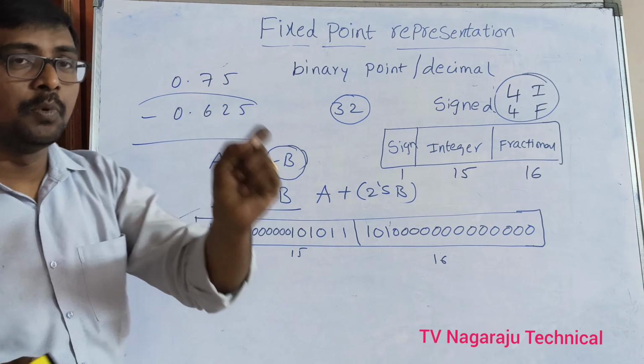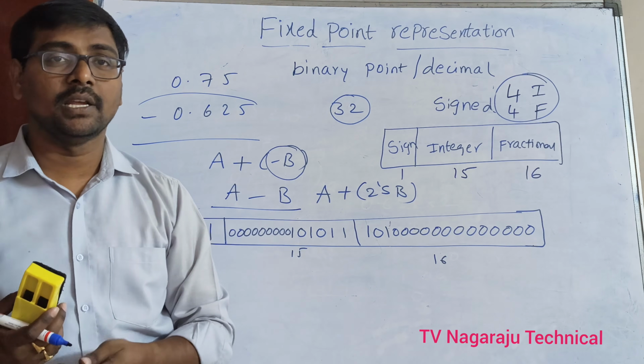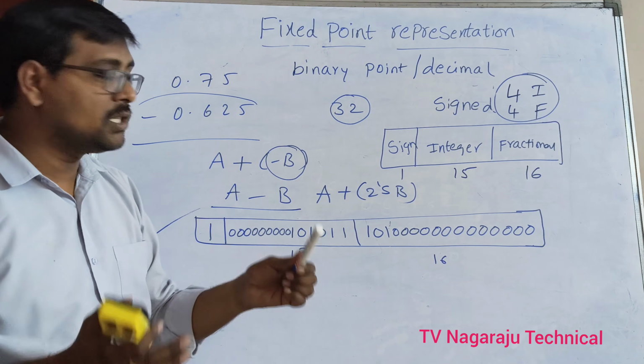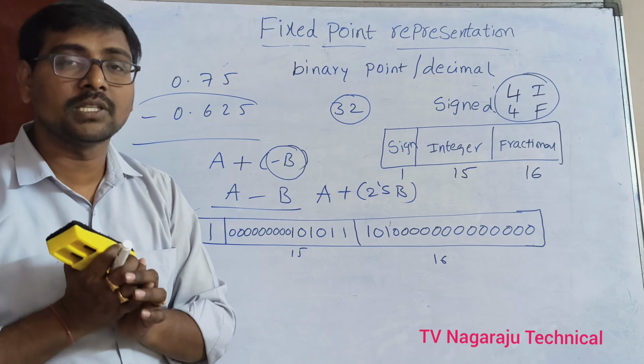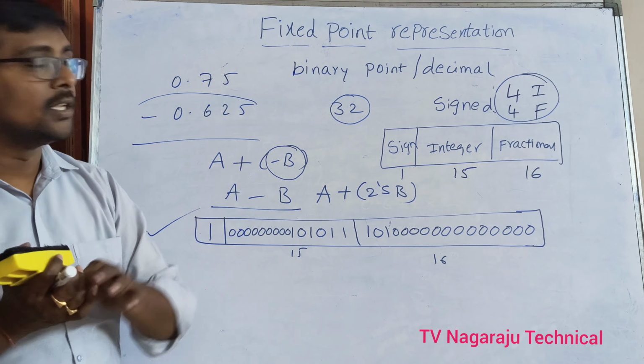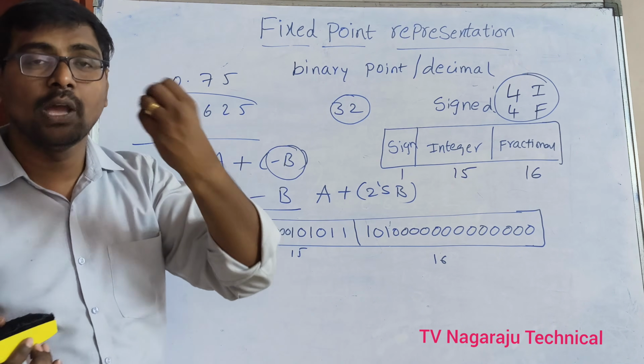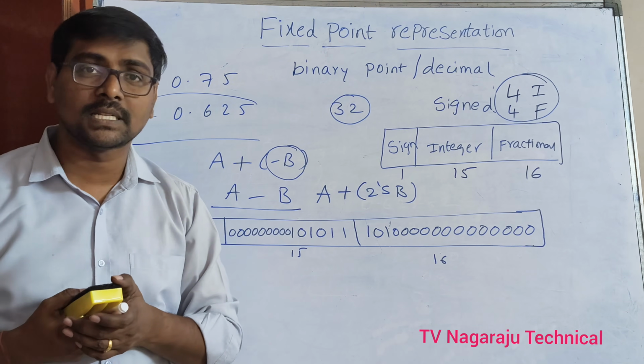Anyway, this is the simple fixed point representation. But the problem is that only a limited set of numbers is possible to represent. To overcome such a problem, next we are moving to floating point representation.